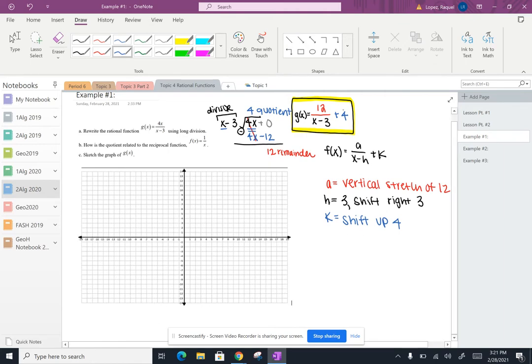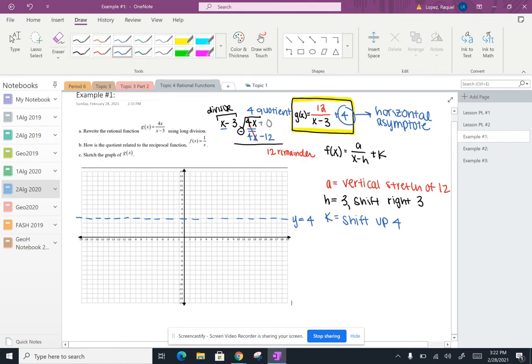So this part right here gives us our horizontal asymptote. So I'm going to put a dotted line at y equals negative 4. I mean, positive 4. I don't know why I said negative 4. Okay, here we go. So this has the equation y equals 4.